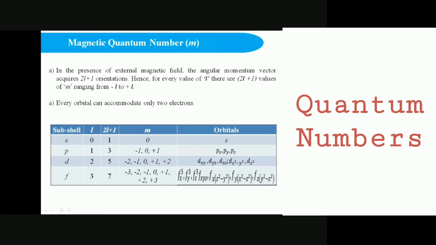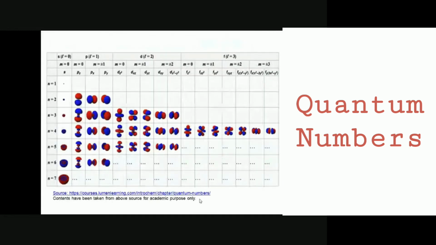Then this is for the D orbital and this is for the F orbital. So this is the pictorial representation of how the magnetic moment of the electron gives orbital orientation around the nucleus. Okay, so this is for the various magnetic moments.